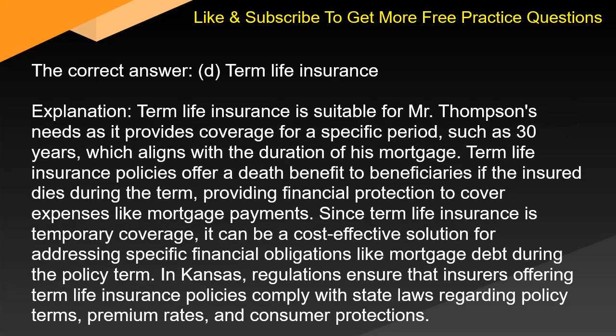The correct answer, D. Term life insurance. Explanation. Term life insurance is suitable for Mr. Thompson's needs as it provides coverage for a specific period, such as 30 years, which aligns with the duration of his mortgage. Term life insurance policies offer a death benefit to beneficiaries if the insured dies during the term, providing financial protection to cover expenses like mortgage payments.